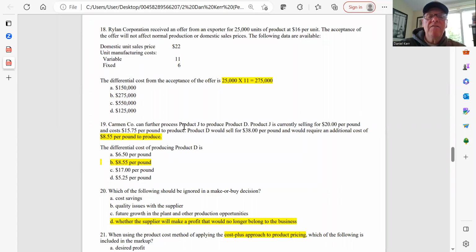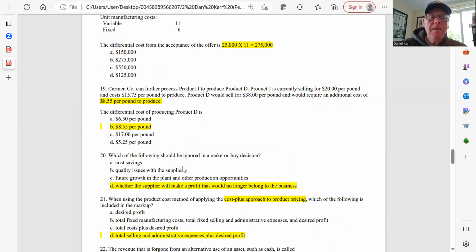Okay, we've got a company that can further produce product J into product D. Product J is currently selling for $20 per pound at a cost of $15.75 per pound. Product D would sell for $38 per pound if we incurred an additional cost of $8.55 per pound. Well, the differential cost for producing product D, therefore, is $8.55 per pound. That's the amount of the cost to produce it further. So the answer there is B.